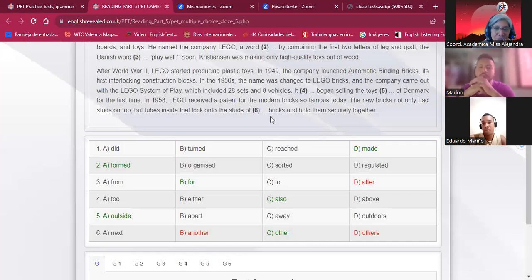Why other? Because I have here the word in plural. So that is the reason: next, no. Another is singular, no. Others has an S, and there is an S here, no. Other. Don't worry, Marlon. This is not A1. It is not in A2. We teachers have to explain how to use other, another, the other, the others in a particular class.